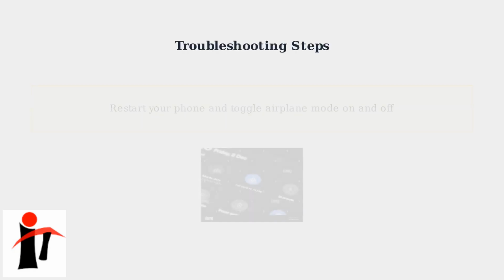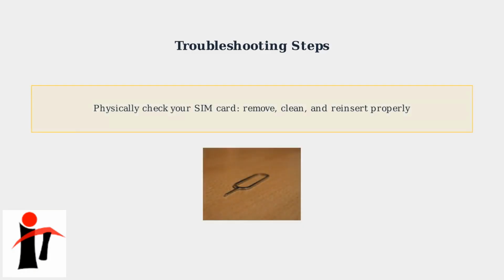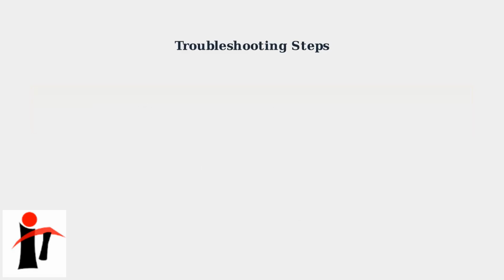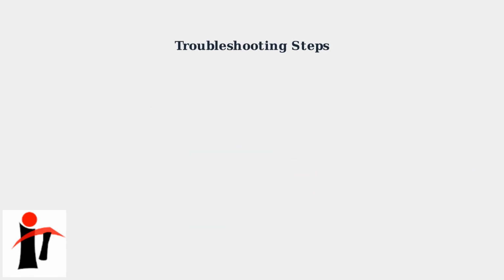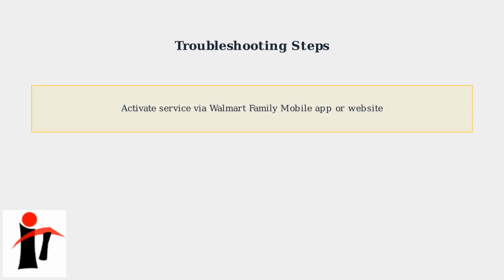First, try the basics. Restart your phone and toggle airplane mode on and off. Next, physically check your SIM card. Remove it, ensure it's clean, and reinsert it properly. If you're using an eSIM, make sure it's activated in your phone's settings. Then, ensure you've activated your service through the Walmart Family Mobile app or website. These quick steps resolve many common connectivity issues.